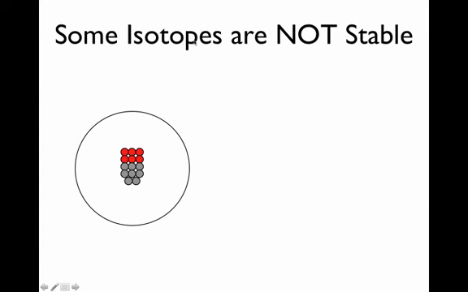In contrast to that, there are some isotopes out there that are not stable. And carbon-14, as an example, turns out to be an isotope that is relatively unstable. What I mean by that is that if you have a carbon-14 atom, and you wait around long enough, eventually this carbon-14 atom will change. It will turn into something else. So what does the carbon-14 turn into?